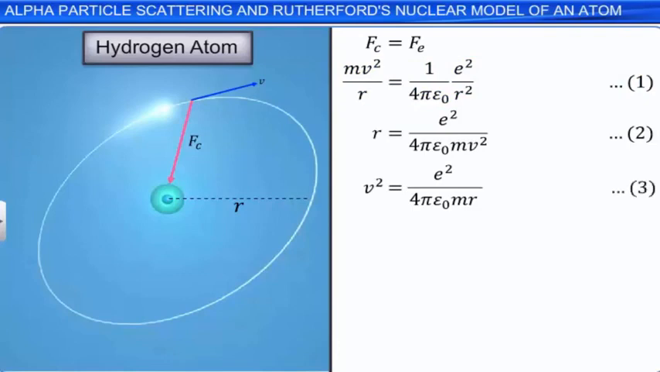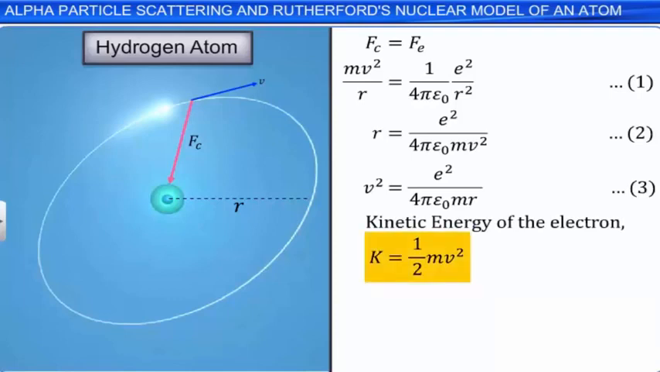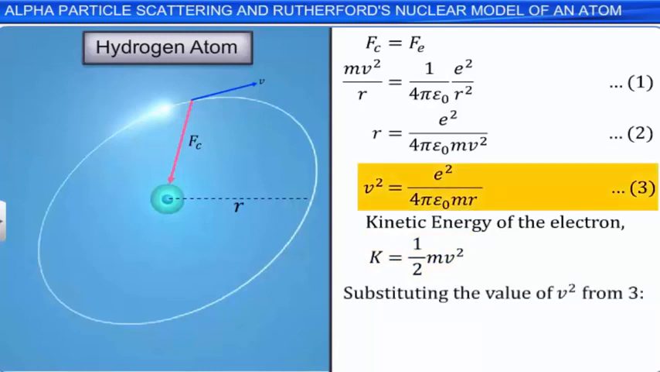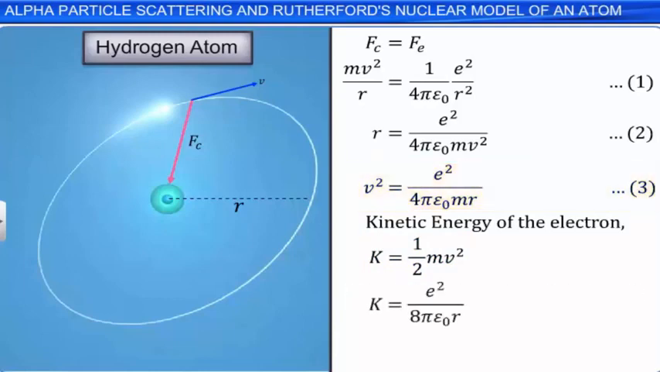The kinetic energy of the electron in the hydrogen atom is K and is equal to half mv square. Substituting v square in the expression for kinetic energy, we get K equal to e square by 8 pi epsilon naught r. Let this be equation 4.